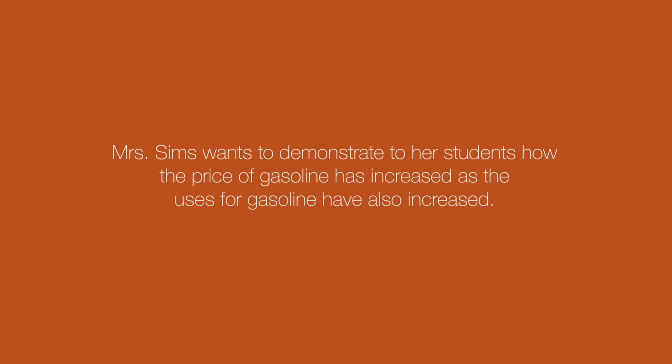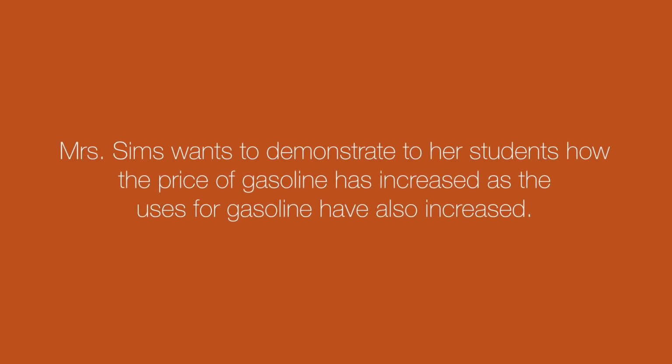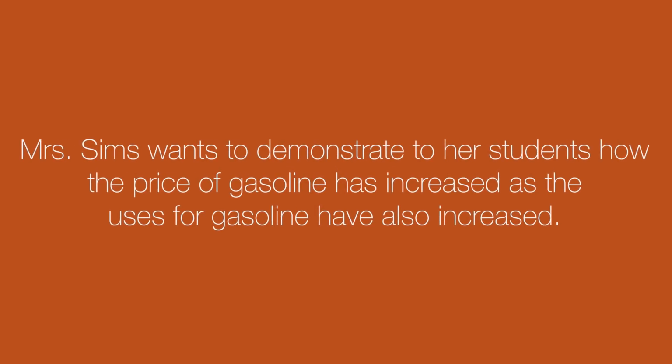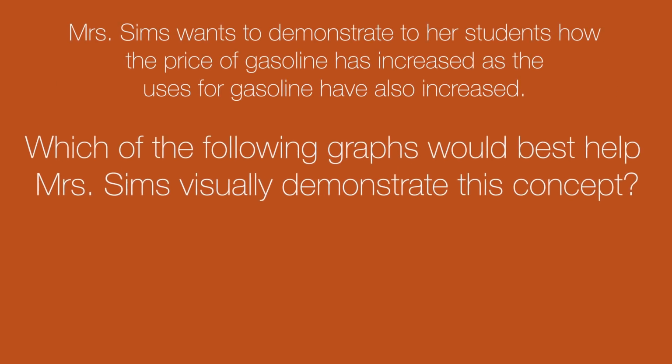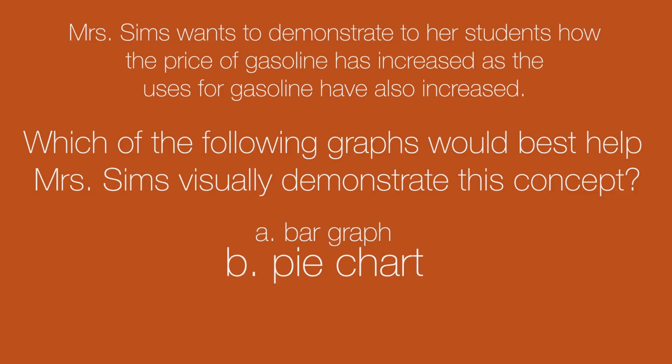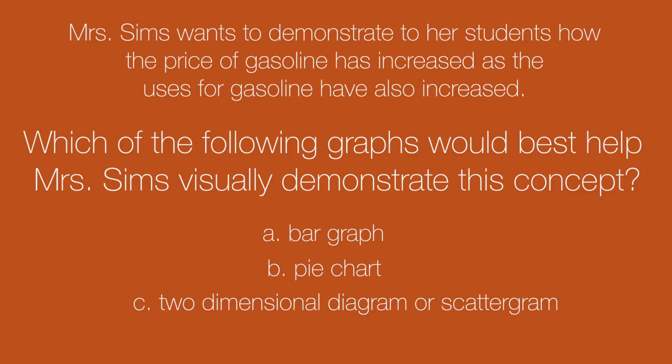For social studies instruction, Ms. Sims wants to demonstrate to her students how the price of gasoline has increased as the uses for gasoline have also increased. Which of the following graphs would best help Ms. Sims visually demonstrate this concept? A bar graph, a pie chart, a 2-dimensional diagram or scattergram, or a population pyramid? The correct answer is a bar graph.